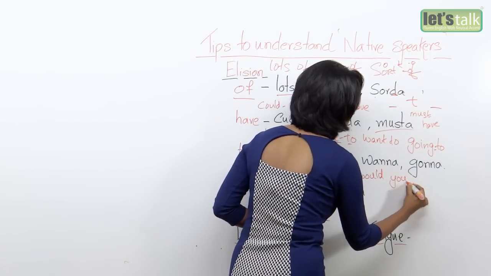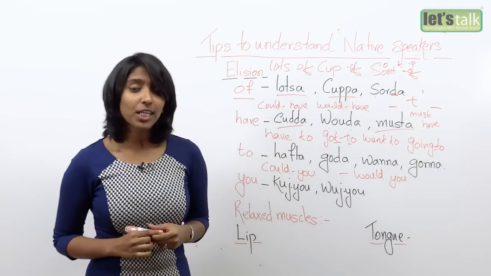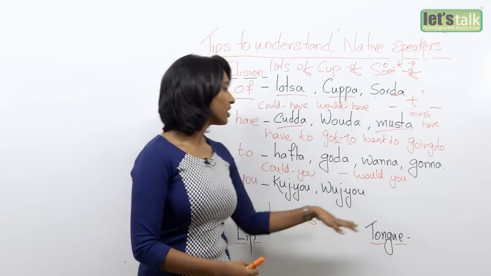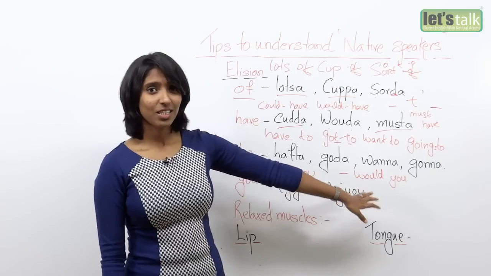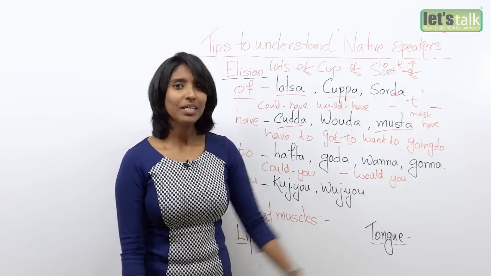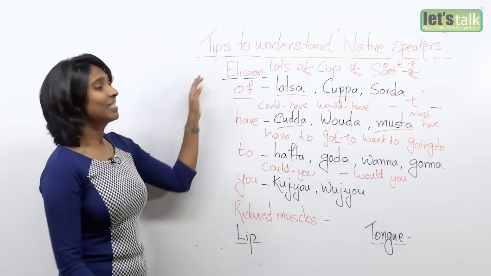Similarly, would you? Would you like to have a cup of tea? Is very posh. If you're being very informal, you'll say, would you want a tea? Would you want a tea? Yes. Would you? Could you? Would you? So this is the first tip. The first tip is the elision.